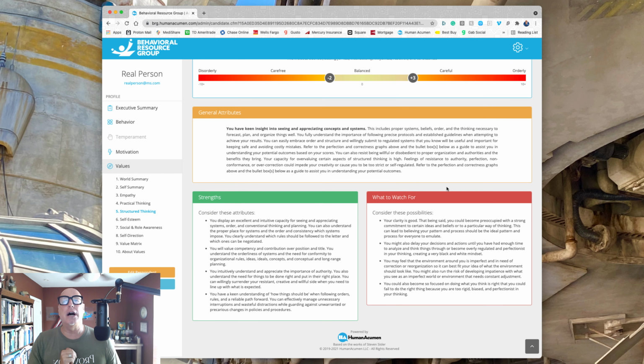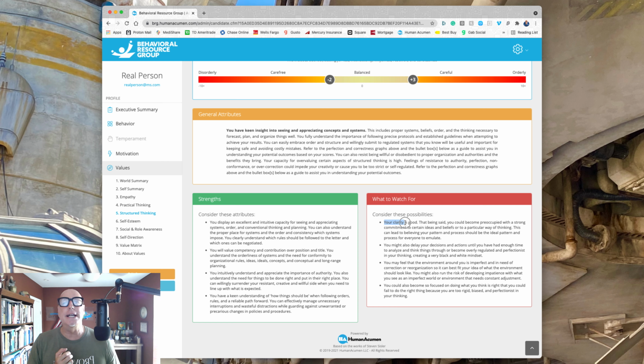And to show you a little deeper how this works, it says here, your clarity is good right there. Why? It's a 70. That being said, you're going to be preoccupied with a strong commitment to certain ideas and beliefs or to a particular way of thinking. Whenever this person gets in a situation, they're always saying, this is how we should do it, regardless of what anybody else thinks. Okay? So this leads to believing that their pattern and process is the ideal that everybody else should be following. In other words, they're so concerned and focused about doing what they think is right that they fail to do the right thing. Let me say that again. They are so concerned and focused on doing what they think is right that they fail to do the right thing. All right.